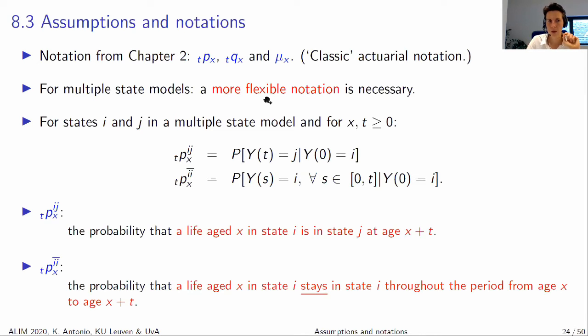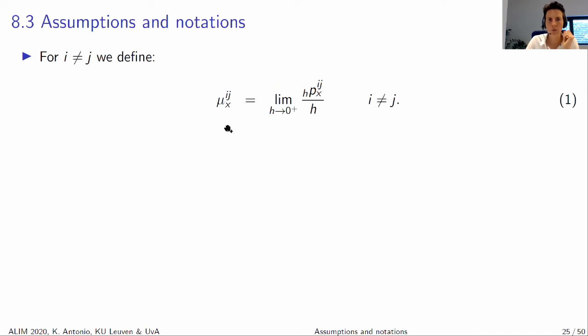Okay. So here is my explanation, tPxij. I explained that tPxii bar. The underlined word here is very important: the probability that you stay in state I throughout the whole time period, in this case from x to x plus t. Let me then make the analogy with the tPx, the tQx from before.